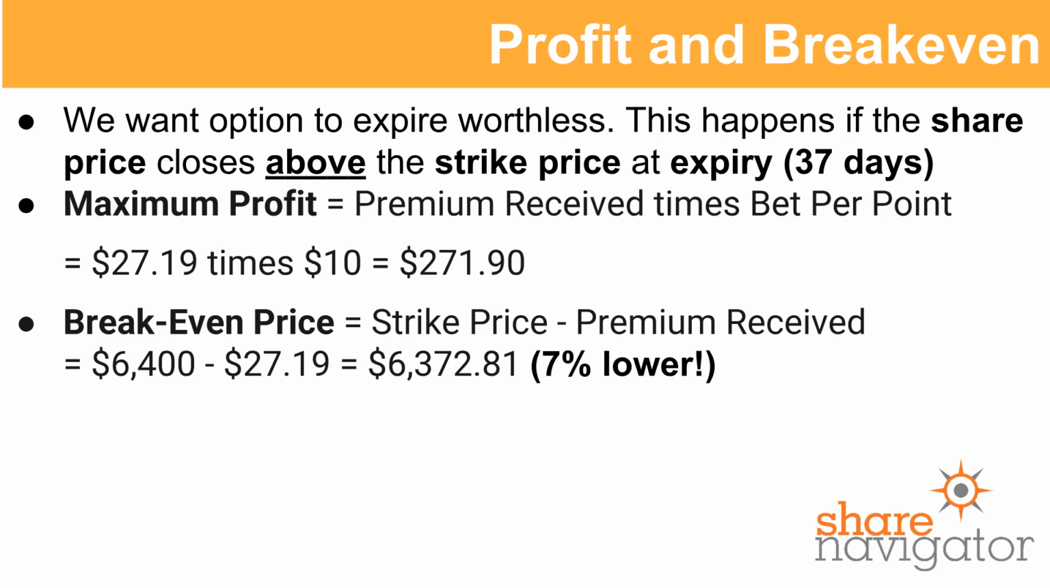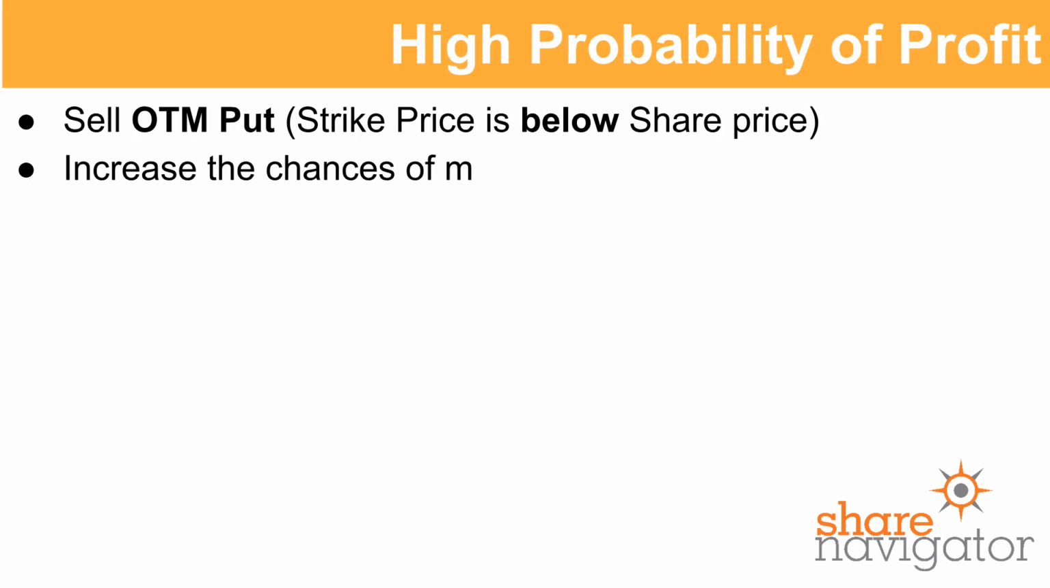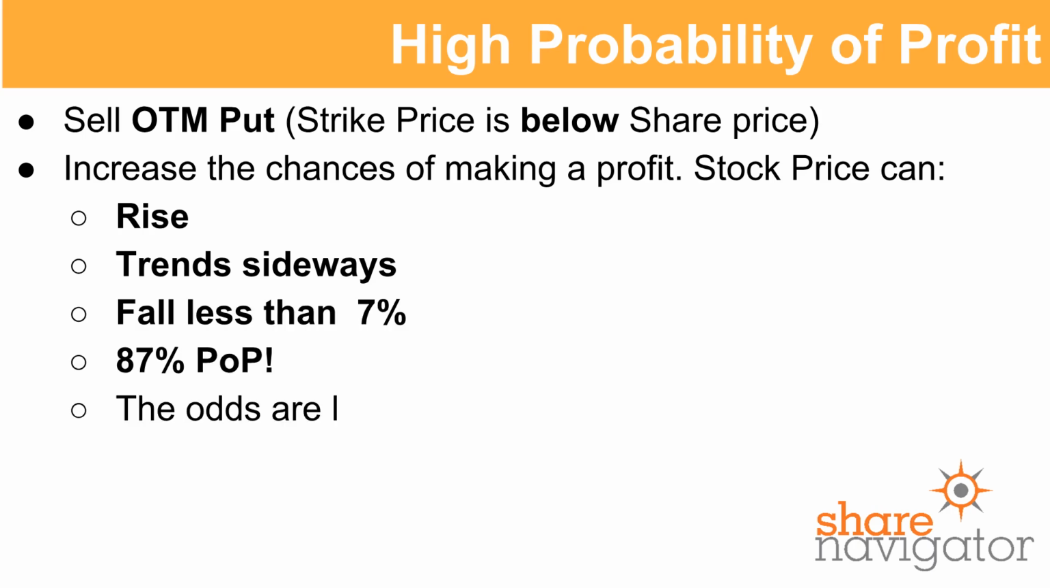Our break-even price is the strike price, which is 6,400, minus the premium received, which is 27.19, and that equals 6,372.81. In other words, the share price can fall all the way to 6,372.81, which is about 7%, and we still make a profit. And again, just to remind you why this is a high probability trade, we've sold what they call an out of the money put. That's where the strike price is below the share price. And we can profit in three ways, where the share price rises, trends sideways, or falls, so long as it doesn't fall more than about 7%.